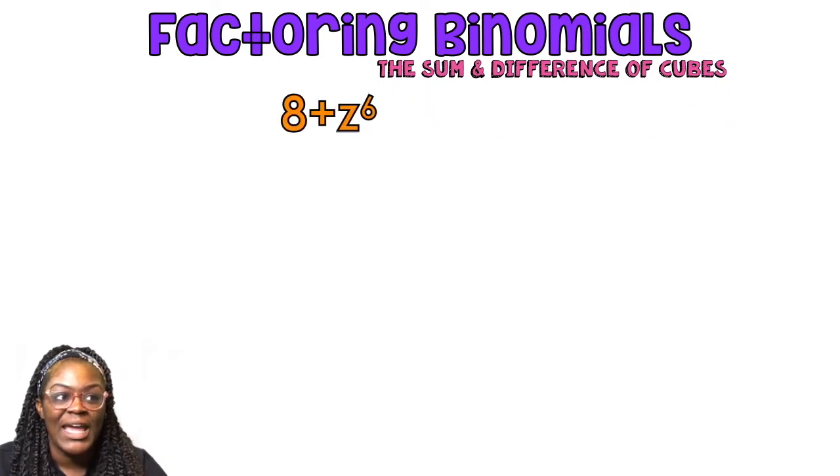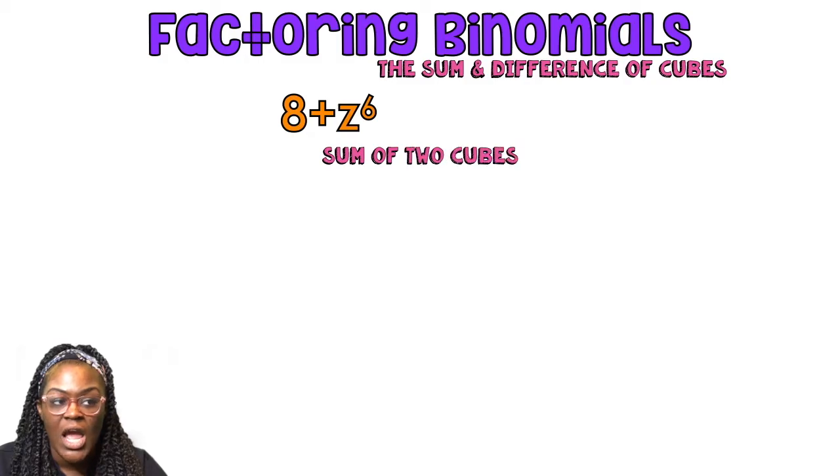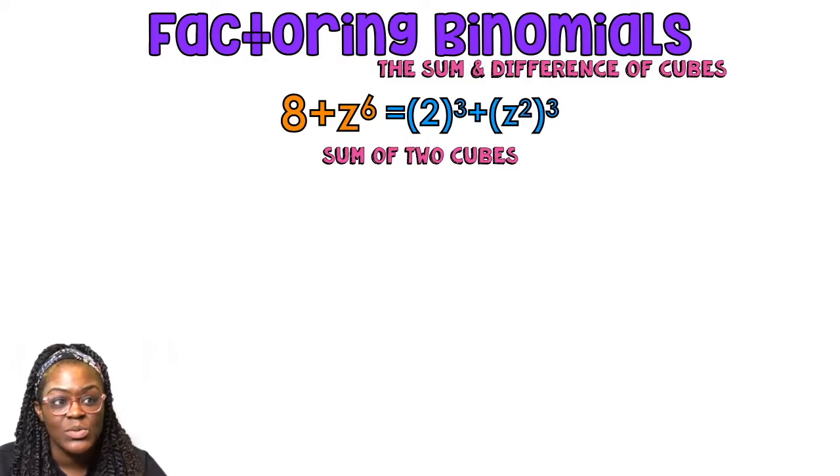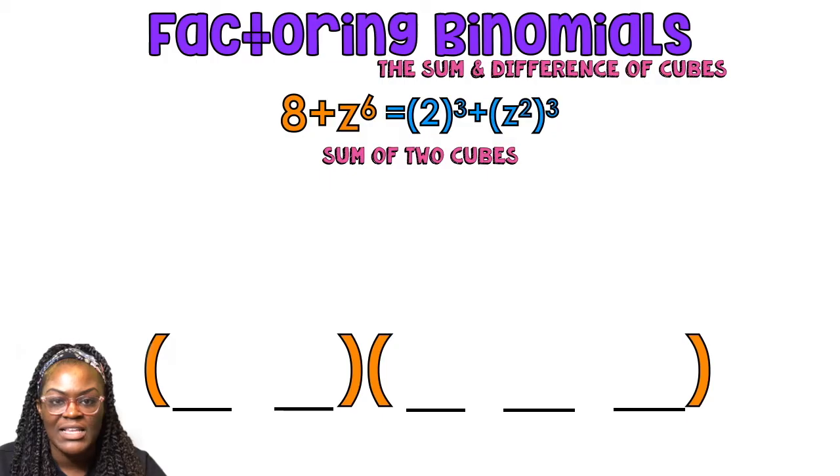Okay. 8 plus z to the 6th power. The cube root of 8 is 2, so that's my first one. Z to the 6 is a little tricky because you're like, what do I do? It's a 6. Is that a cube? It's z squared. Like, chill out. Because z squared times z squared times z squared, 3 times, is going to give me 6 z's altogether. So that's the cube root of z to the 6. It's z squared. You're fine.